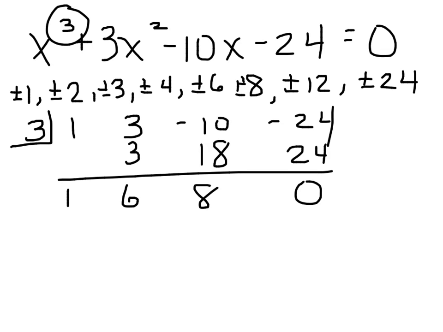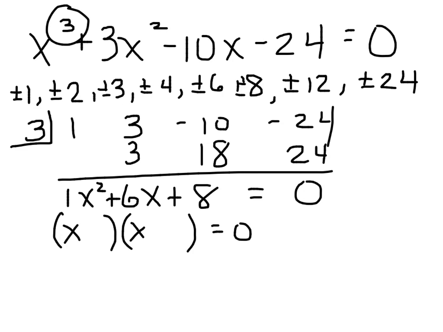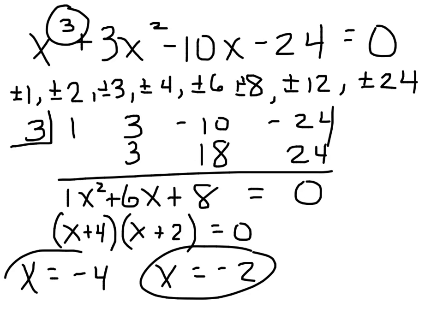Now, since I got one answer that worked out of 3, that means this is 1x squared plus 6x plus 8 equals 0. I can factor that now or use the quadratic formula or complete the square. What times what gives me x squared? What times what gives me 8 but adds up to be 6? 4 and 2. Good. And when I set each of those groups equal to 0, I get x equals negative 4 and x equals negative 2. And 1, 2, 3 answers I got. Again, that is a technique on how to find the real zeros of a polynomial.